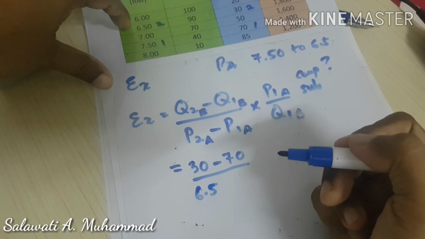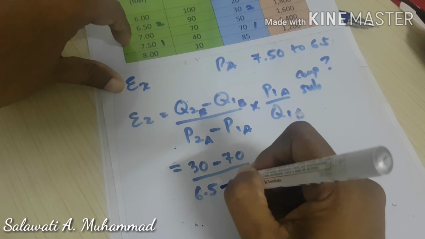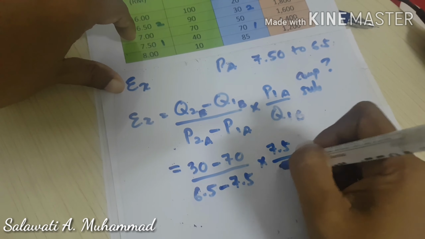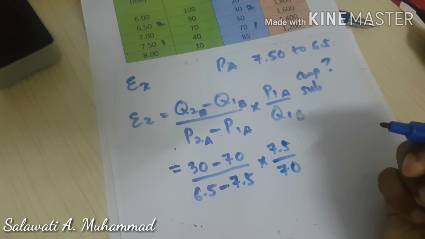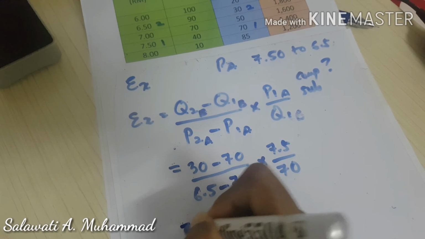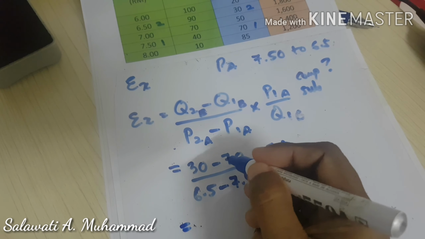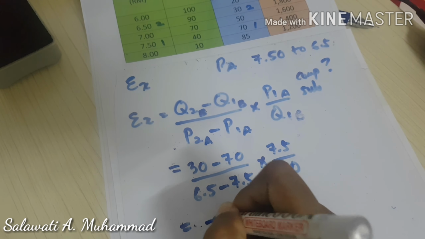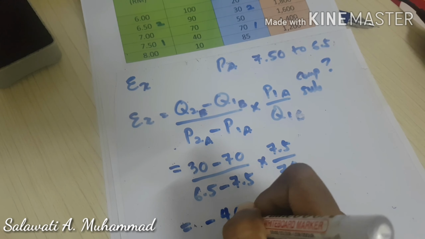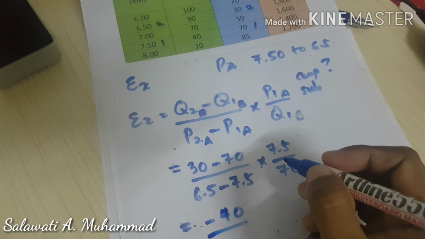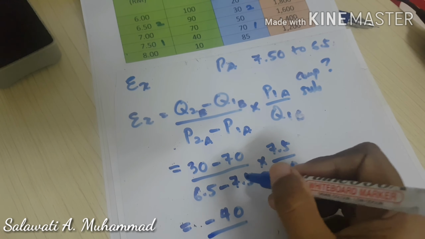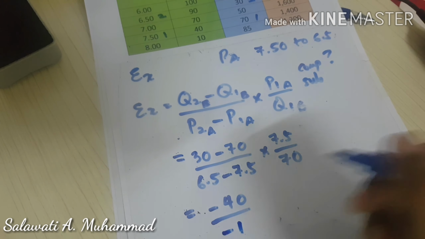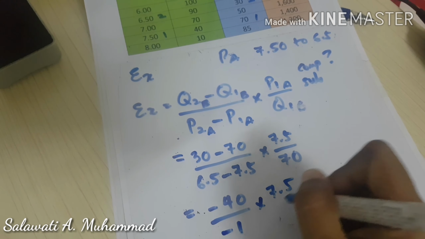Sorry. Are you sure 6.5? Yes, 6.5. Subtract with 7.5 times 7.5 over 70. Okay, solve this one. It becomes 38 over 70. Sorry, 30 subtract with 70. Negative 40. Divide by 6.5. Subtract negative, subtract with 7.5. We got negative 1, isn't it? Times 7.5 over 70.